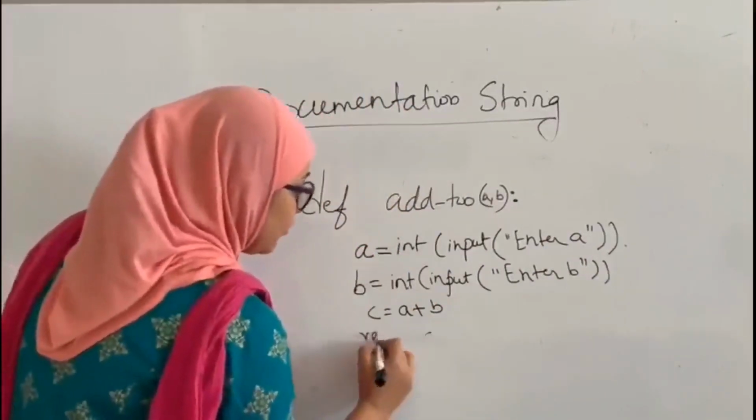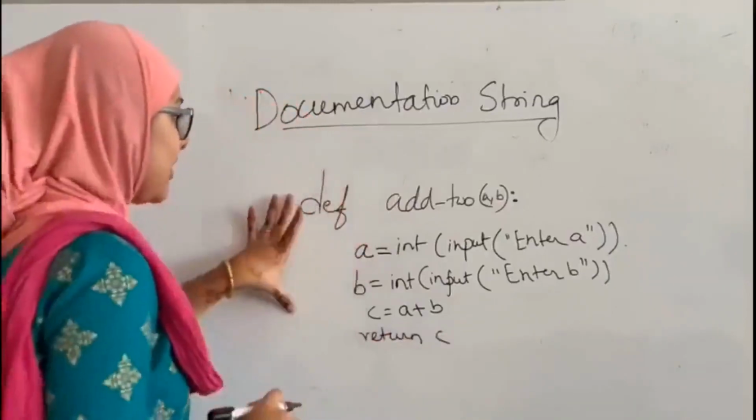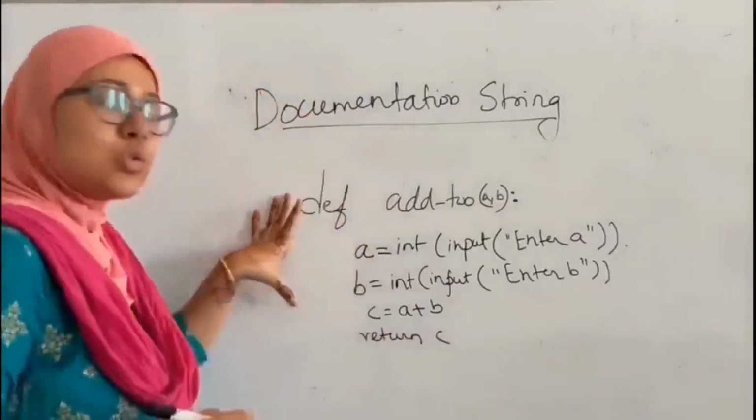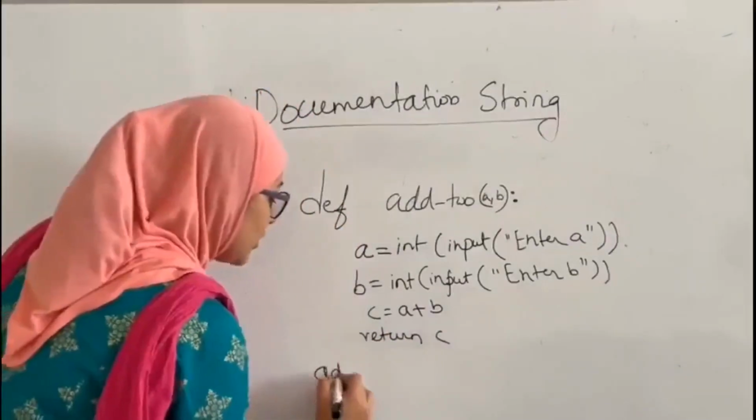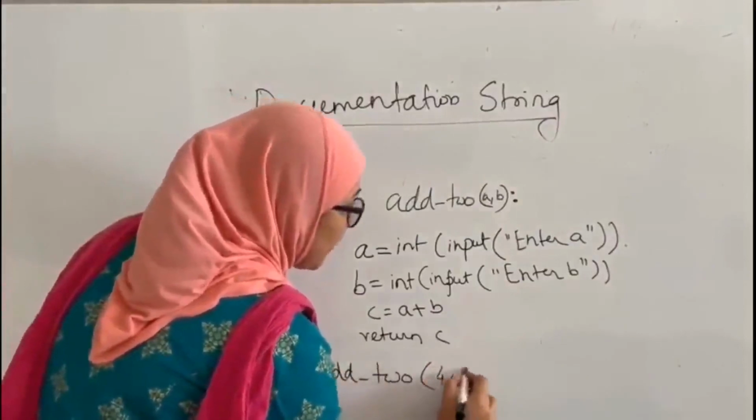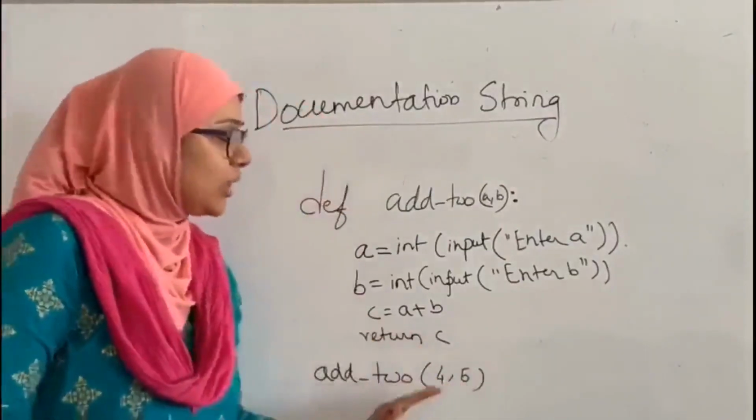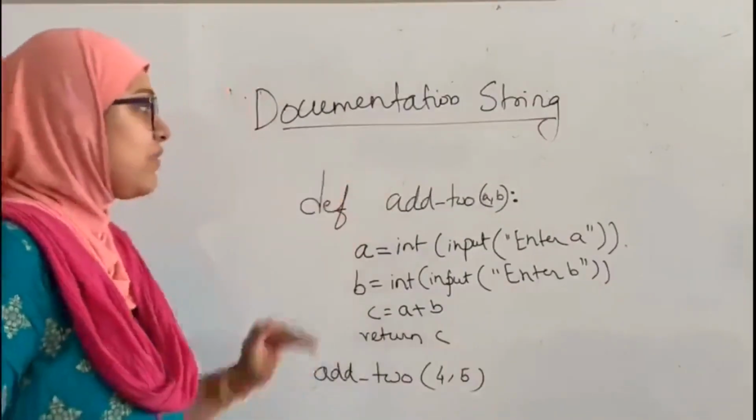We have to be careful with the indentation. Return c. Okay, so this is the function definition. Obviously, we haven't called the function, so we won't see the output. Let us call the function add_2 with 4, 5. Now in this code, it will just add 2 numbers, 4 and 5. Okay, this is the user defined function.